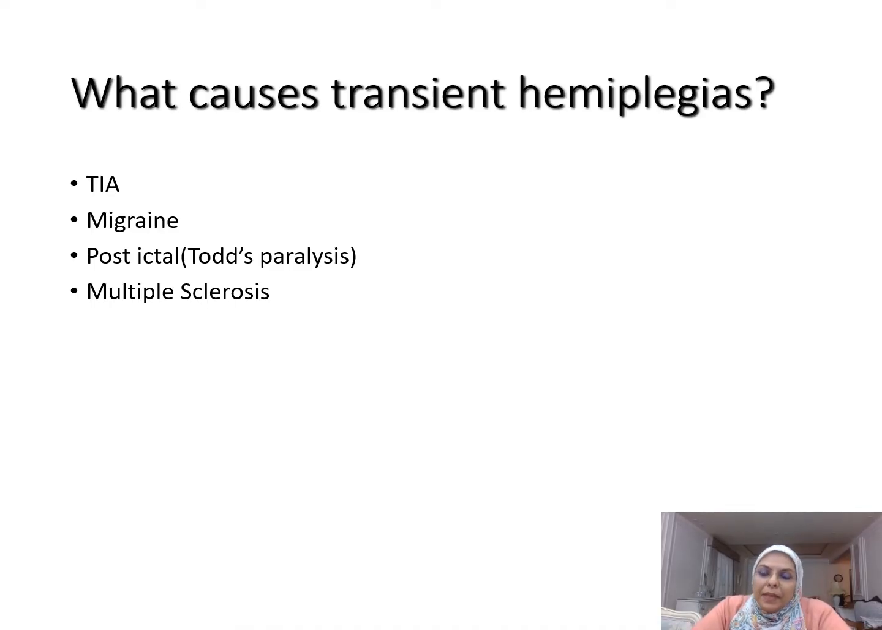So if you see a patient with a transient hemiplegia, please do not jump to say that he is psychogenic. It might be a transient ischemic attack or migrainous patients. It might be post-ictal or secondary to an acute affection with multiple sclerosis.